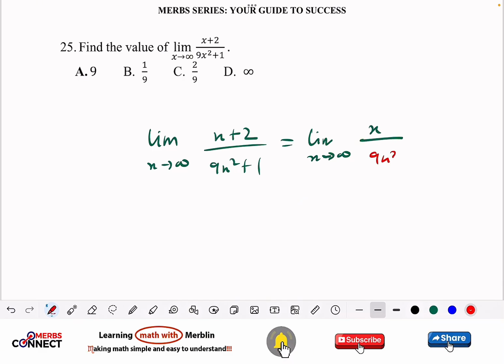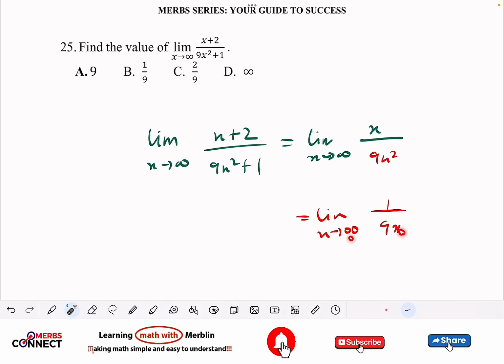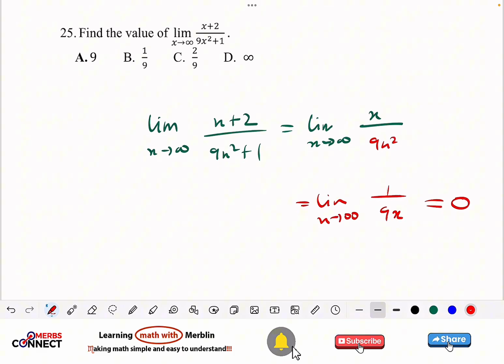So 9x squared. Divide, and I'm going to have limit x is approaching infinity, 1 divided by this. When I plug infinity here, 9 times infinity is infinity. 1 divided by infinity is going to be giving us a 0. So that's what we are going to get from there. There's no 0 there. So we conclude that there is no answer also there. Good.